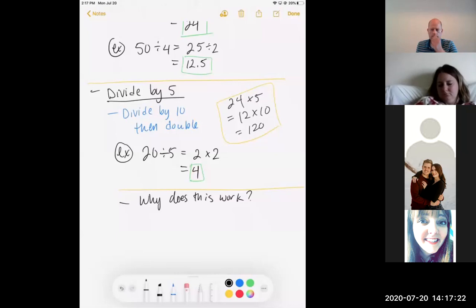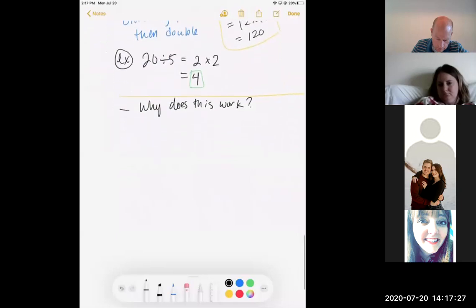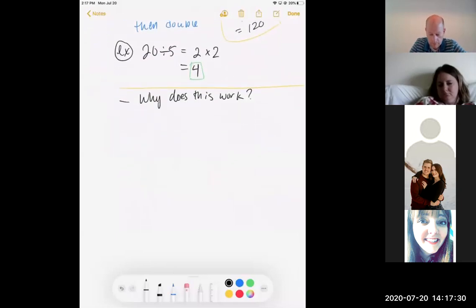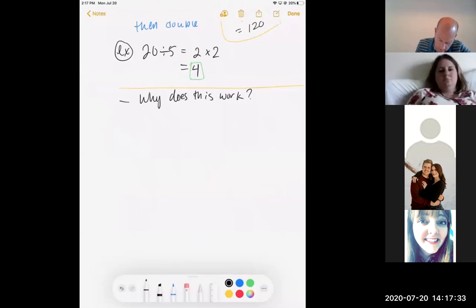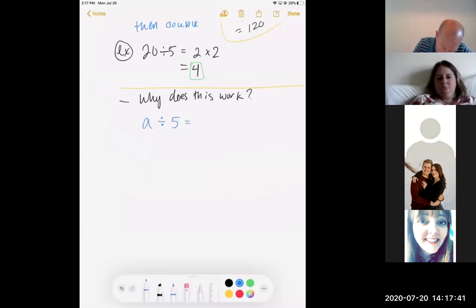Why does this work? For example, if you have something like a divided by 5. Why does this work? Well, I kind of like fishing for a proof thing. For time's sake, let's go ahead and just move on. When you do these, this is kind of like a math trick. You want to have the students know why your math tricks work if you ever share any with them.